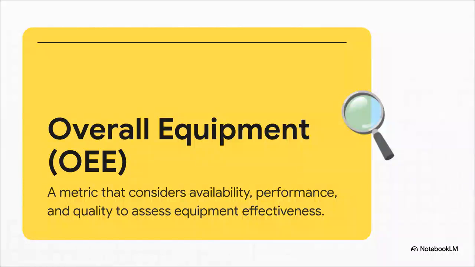Now, once your space is organized, it's time to measure its performance. And the gold standard metric here is called Overall Equipment Effectiveness, or OEE. It's fantastic because it boils down how well a machine or a process is running into a single score. It does that by looking at 3 things. Availability, is it running when it's supposed to be? Performance, is it going as fast as it can? And quality, is it making good parts?